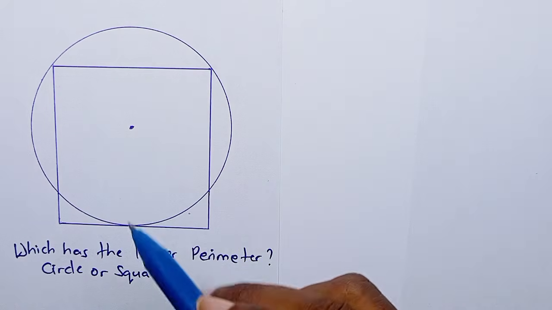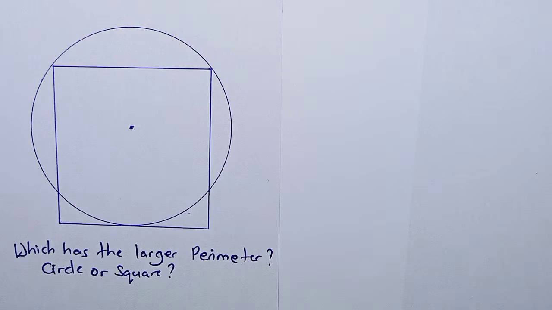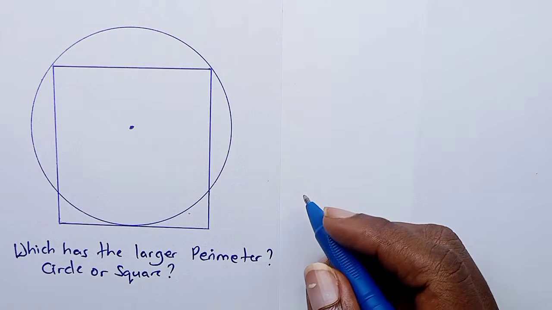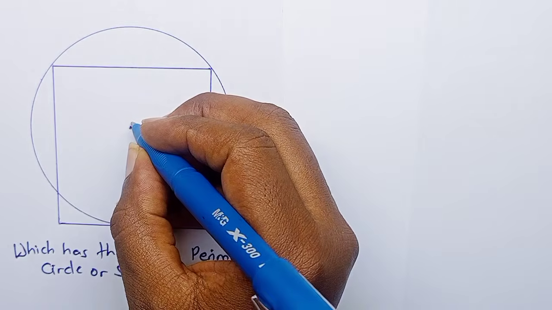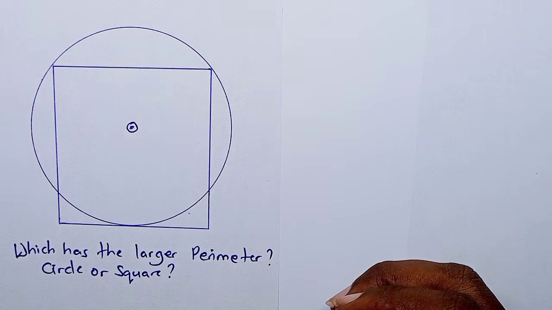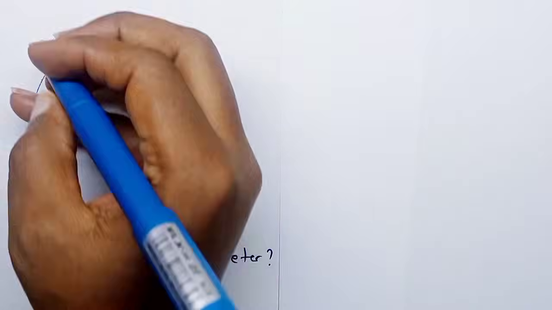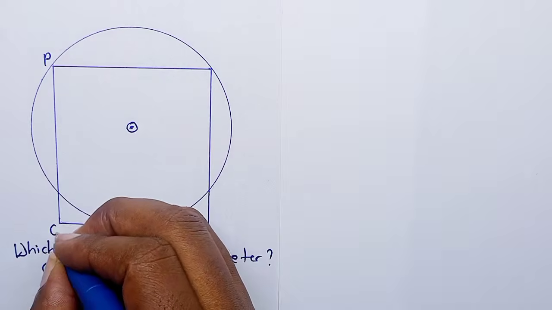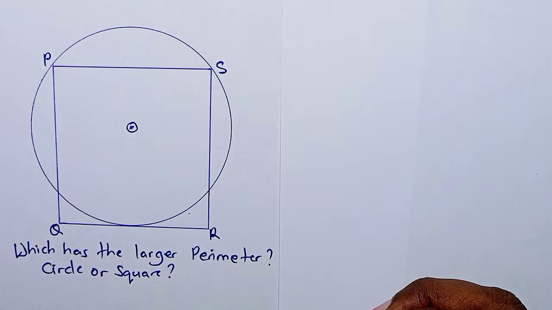So which of these has a larger perimeter? First of all, this is the center of the circle. Let it be O. Next, let's label these points of the square. Let this be P, Q, R, and S.